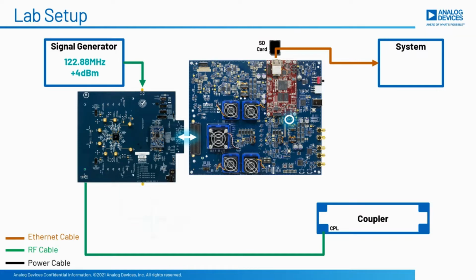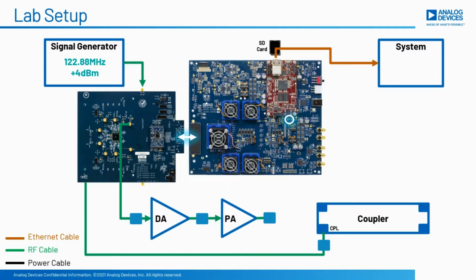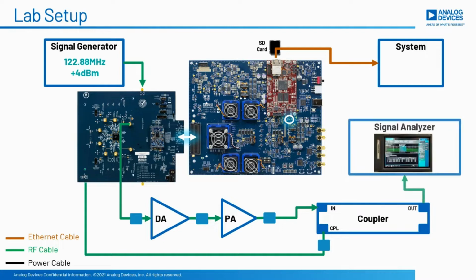For transmission, connect TX1 channel output to the driver amplifier followed by the power amplifier with the required attenuators. Further, connect the power amplifier output to the input of the coupler. The output of the coupler is then taken to the spectrum analyzer.